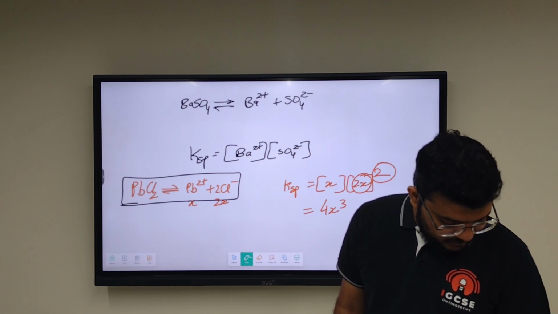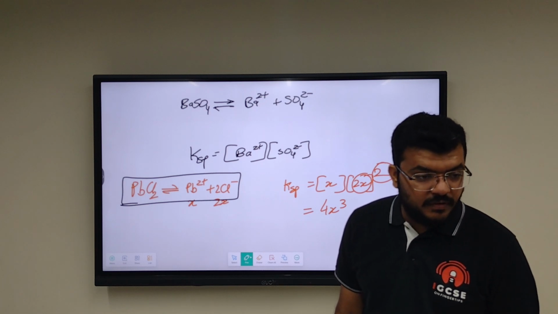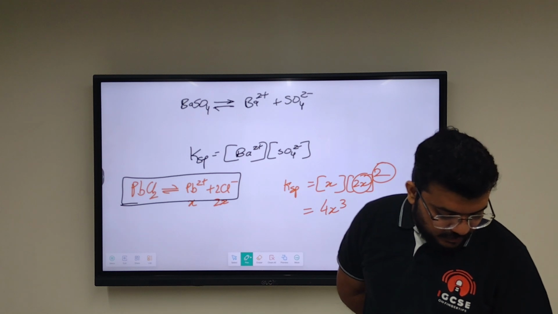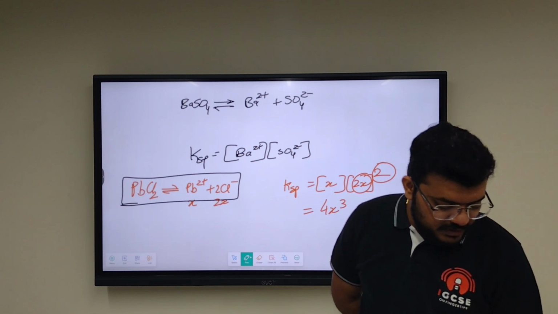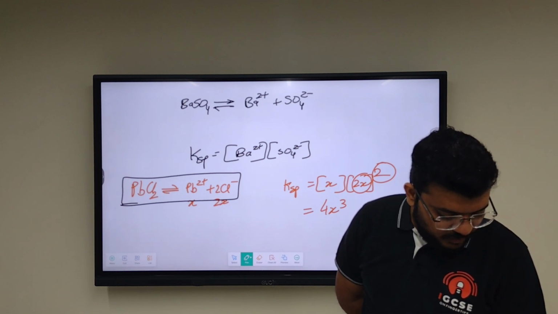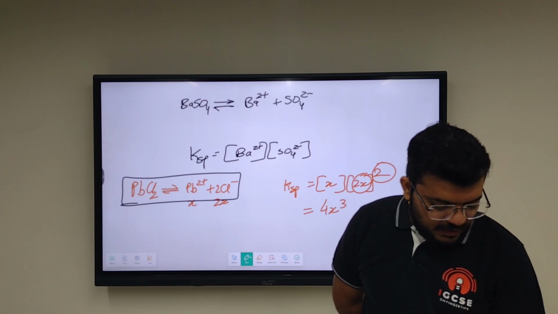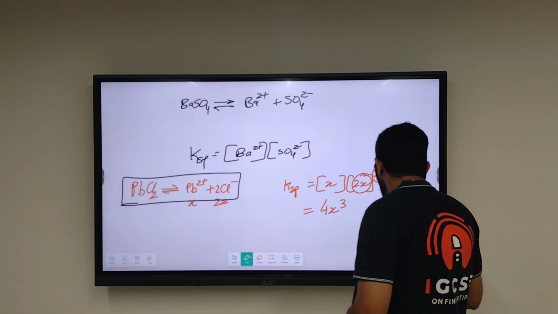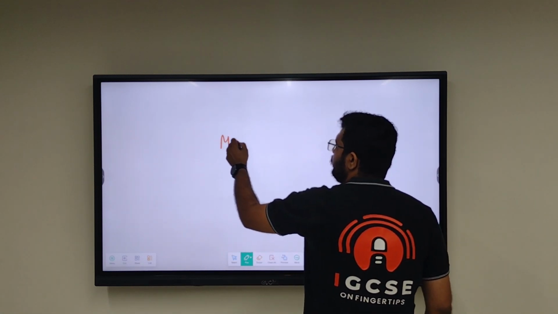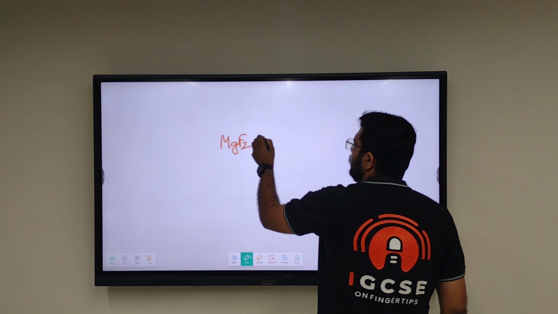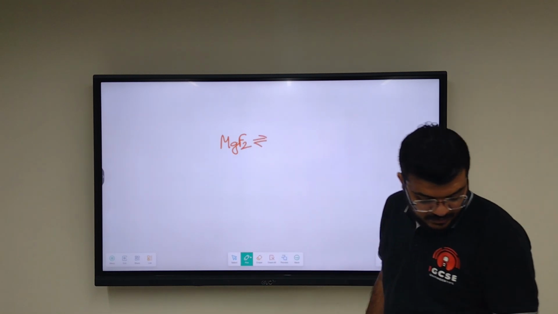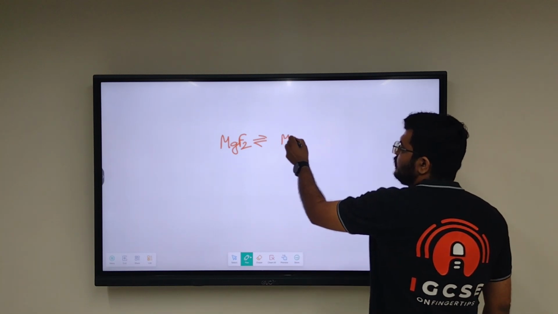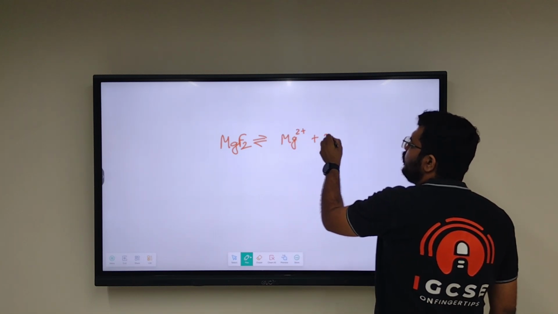What they have given on page 54 is a question, work the example. Calculating solubility product from solubility. A saturated solution of magnesium fluoride has a solubility of so much. Calculate the solubility product of magnesium fluoride. So what will I do? I will write MgF2, let's say reversibly gives Mg2+ and 2F minus.